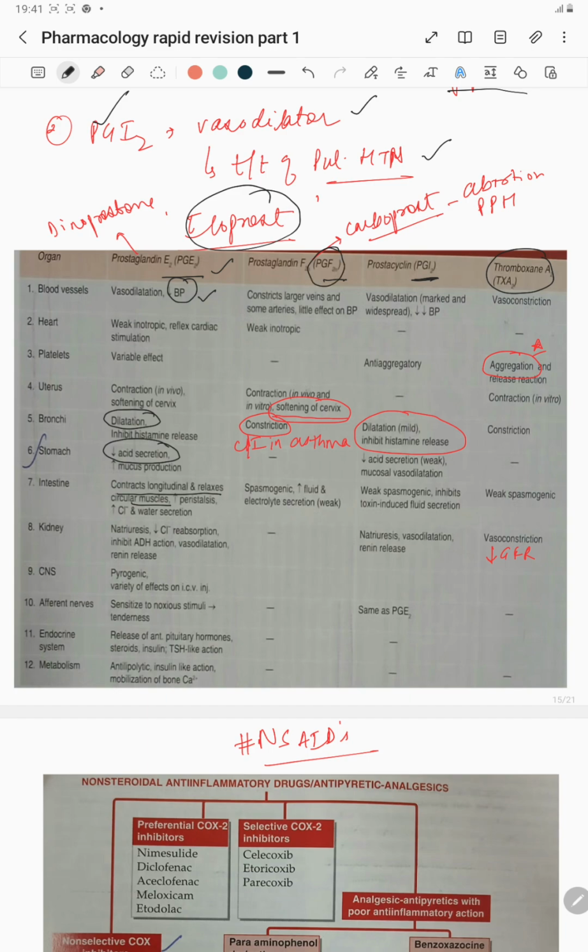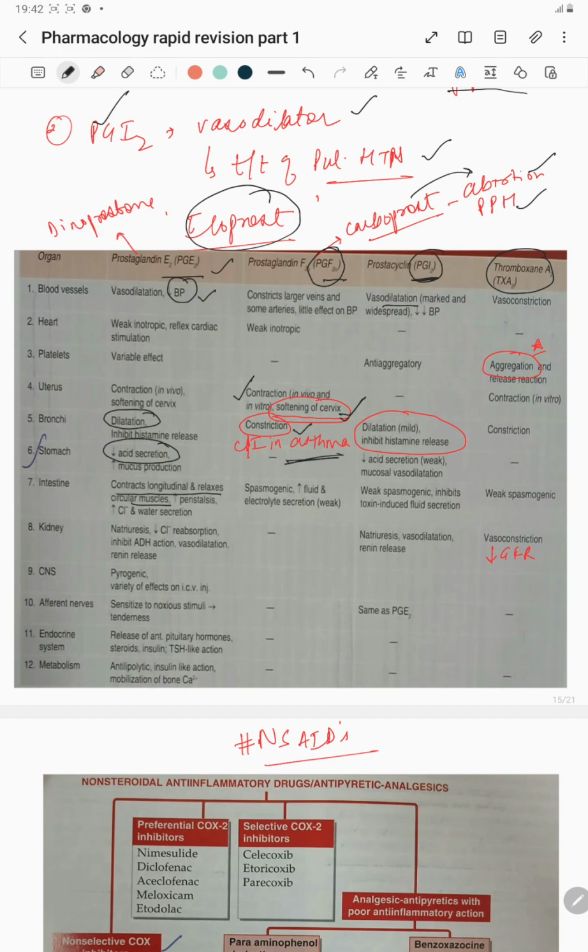Next, PGF2 alpha. The main PGF2 alpha derivative is carboprost, which is mainly used for abortions and treatment of postpartum hemorrhage, as it causes contraction and softening of the cervix. It is also used for labor induction. It causes bronchoconstriction, so carboprost is contraindicated in asthmatic patients.